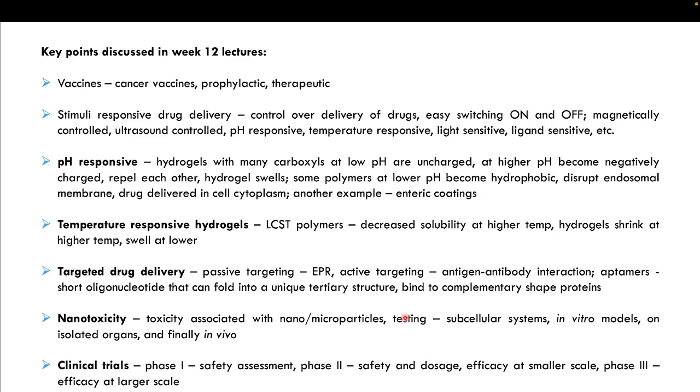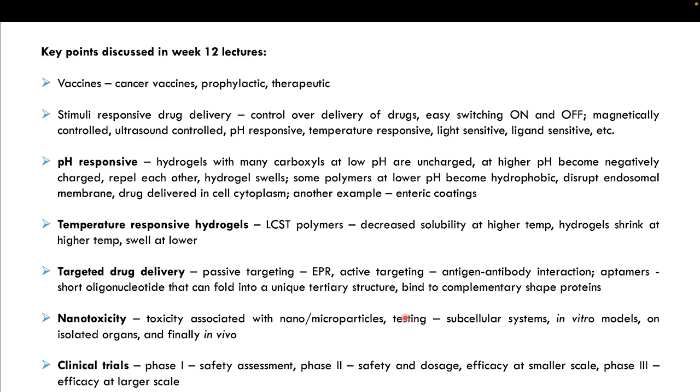If you see that it's safe, you then go to phase 2. Phase 2 will also check whether a particular dosage of your particles is safe or not, and it also sees whether it is efficacious. Once your particles pass the phase 2 trials, then you can take it to phase 3, which involves a much bigger number of patients, and it is done all over different centers or different hospitals, and then you test your efficacy at scale.